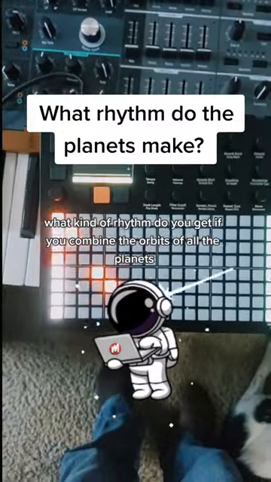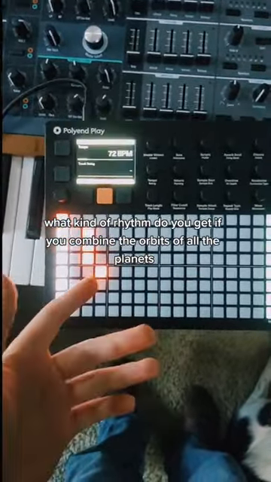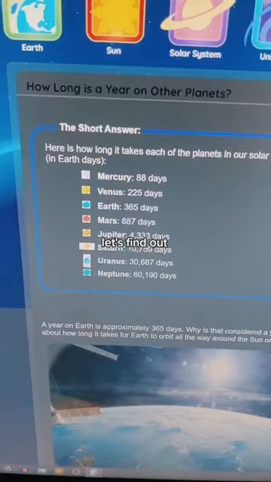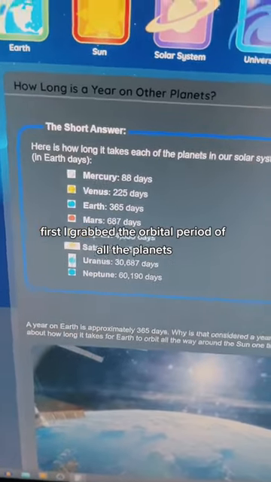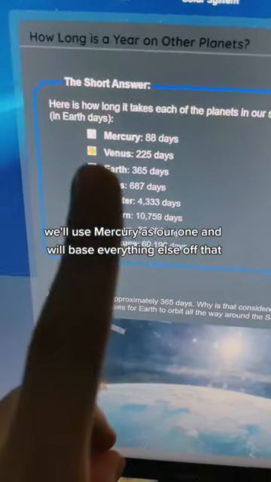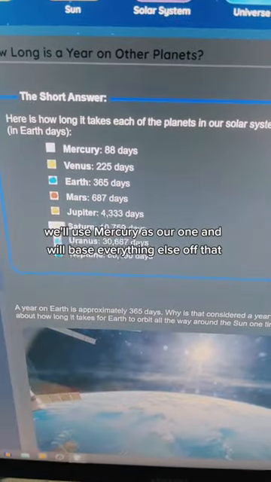What kind of rhythm do you get if you combine the orbits of all the planets? Let's find out. First, I grabbed the orbital period of all the planets. We'll use Mercury as our one, and we'll base everything else off that.